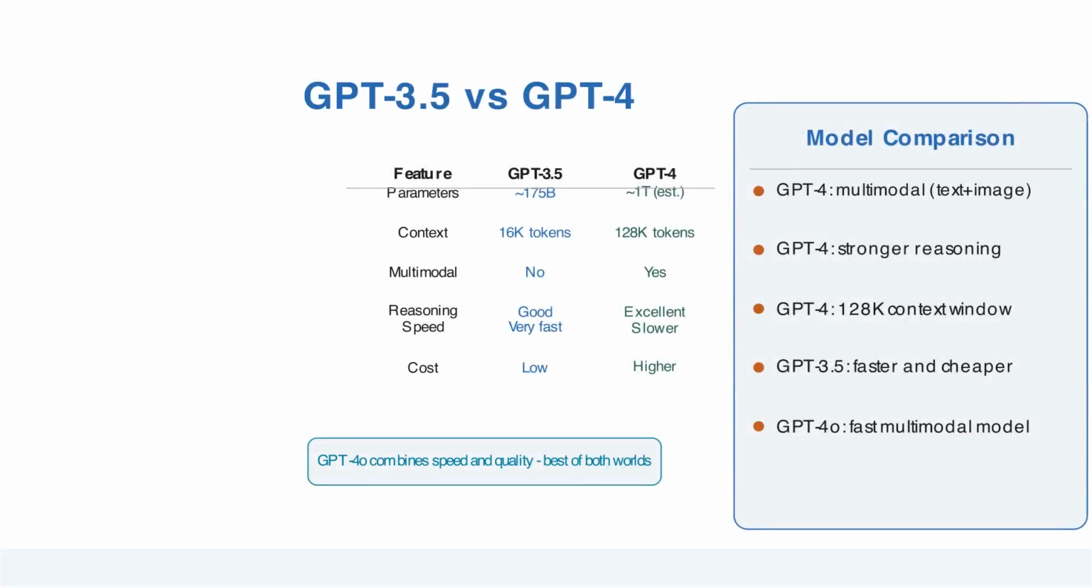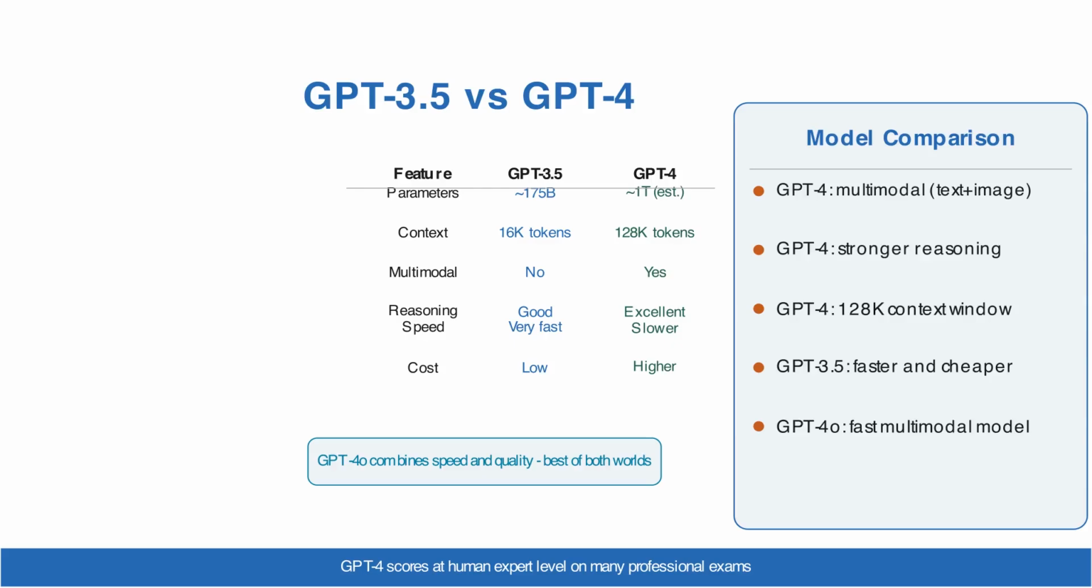GPT-4 is a major upgrade. It has roughly 1 trillion parameters versus 175 billion. Its context window is 128,000 tokens versus 16,000. It accepts image inputs. Its reasoning scores at human expert level on the bar exam and medical licensing. GPT 3.5 stays faster and cheaper for simpler tasks.